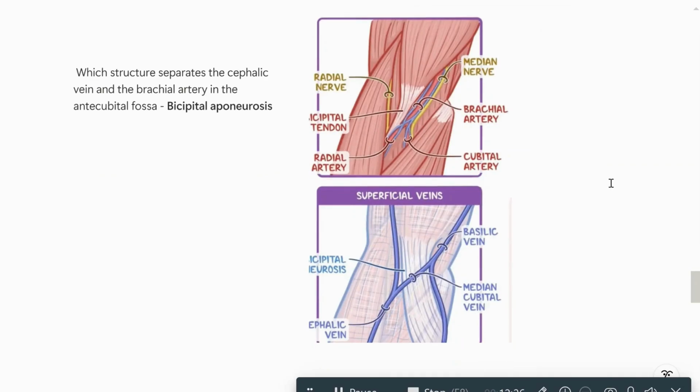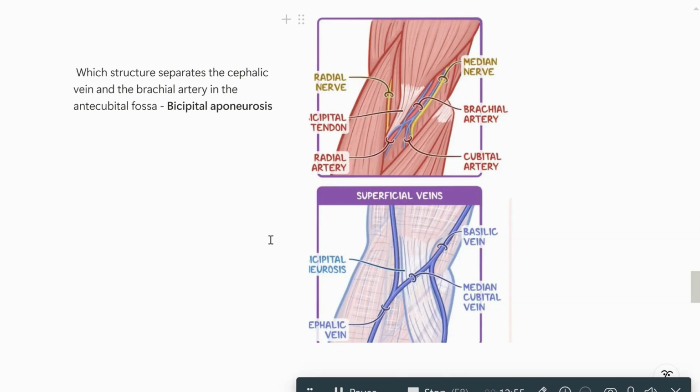So next question is, which structure separates the cephalic vein and brachial artery in the cubital fossa? So this is a very peculiar type of question because this is not asking about medial and lateral. It is asking about above and below. So first of all, the most superficial structure in the cubital fossa is cephalic vein, and the deeper structure is the brachial artery, and what is present in between them is the bicipital aponeurosis.